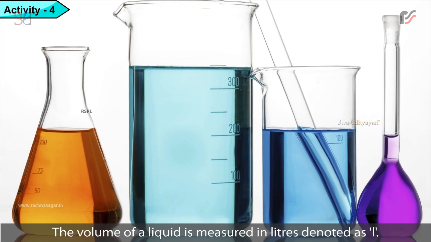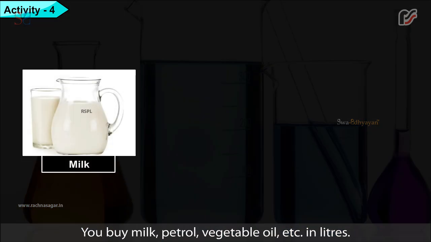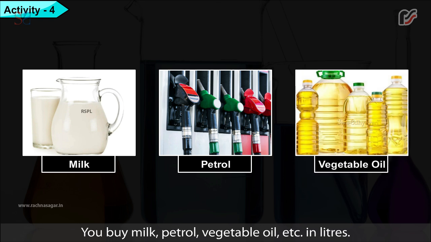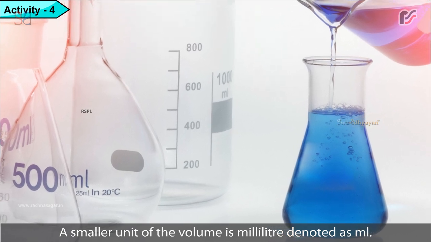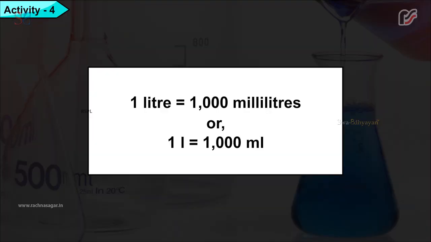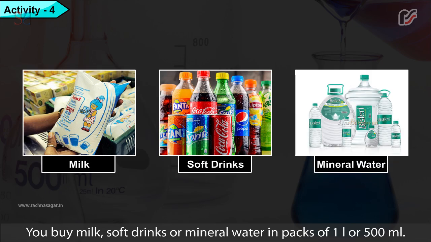The volume of a liquid is measured in liters, denoted as L. You buy milk, petrol, vegetable oil, etc. in liters. A smaller unit of the volume is milliliter, denoted as ml. 1 liter is equal to 1000 milliliters. You buy milk, soft drinks, or mineral water in packs of 1 liter or 500 milliliter.